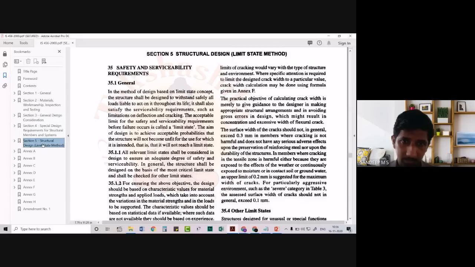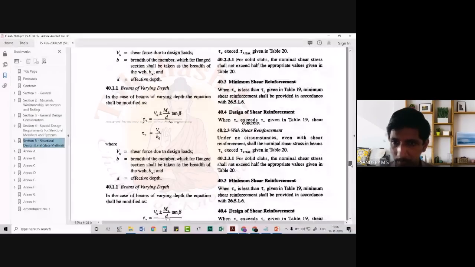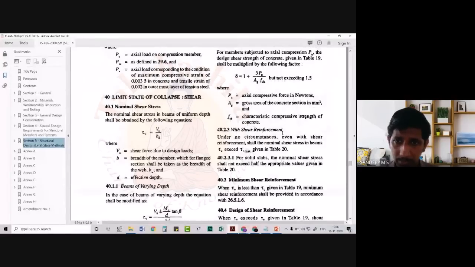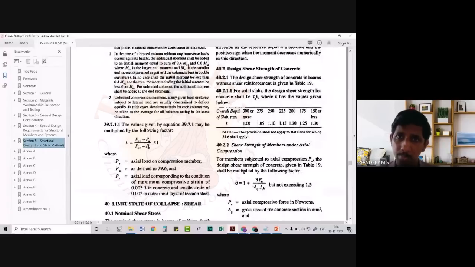Clause number 40.2.1.1, that is design shear strength of concrete. So 40.2 is that, the design shear strength of concrete in beams without shear. Anyway, that is regarding the beam. This is applicable in the case of slab also.